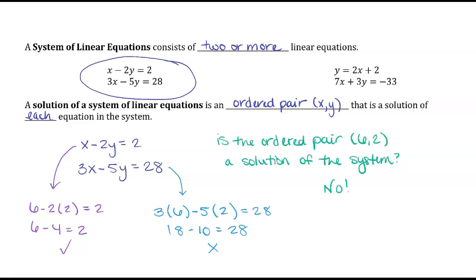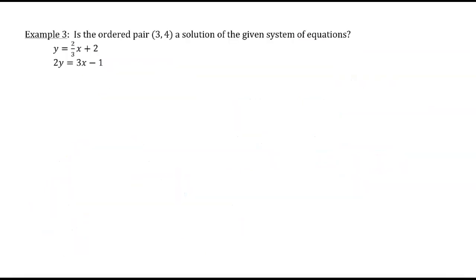Let's take a look at example 3. In example 3, we need to find out if the ordered pair (3, 4) is a solution of this system of equations. Let's plug in the values for x and y into both equations and find out if it's a solution. Starting with our first equation, instead of y, we'll write a 4. And instead of x, we want a 3. Simplifying, we have 4 equals 2/3 times 3, which is 2, plus 2. This is a true statement, so the ordered pair (3, 4) is a solution to the first equation.